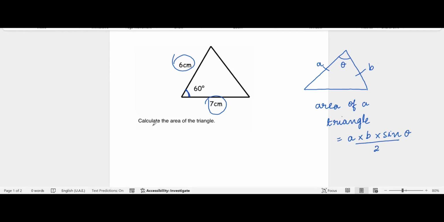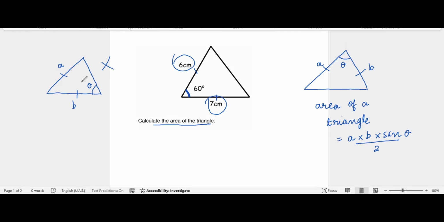So here the question is to calculate the area of the triangle. So we need to first of all check whether the two sides and the angle connecting those two sides is given. If it is given, yes, we can use the formula. And an additional piece of information: let's say we have a triangle and two sides are given, and if the angle connecting them is not given, and instead an angle over here is given, then we cannot use the area of a triangle formula.